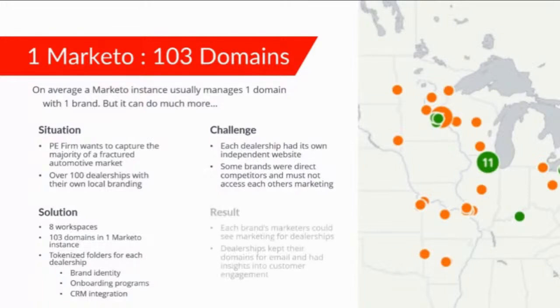sender reputation across the entire Marketo instance, so that if one dealership was spamming some of its customers or visitors, we were able to keep an eye on that and make sure that it didn't sully the reputation of the entire Marketo instance, which would have affected the entire network. So we had some things that were built in place to be able to check against that.